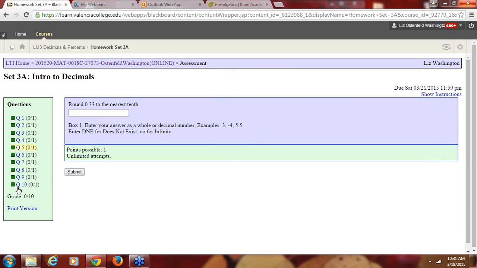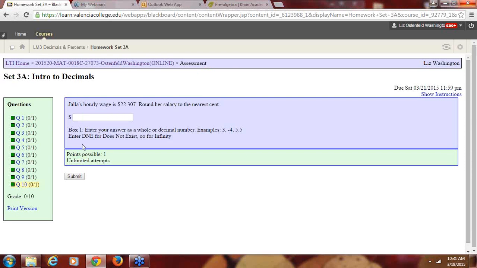All right. Let me see what the last one is. Hourly wage, 22.307. Round her salary to the nearest cent, which is obviously the hundredths place. I'm going to look to the right. That 7 makes it a 1, so this should be 22.31. All right, let me go to the next section.